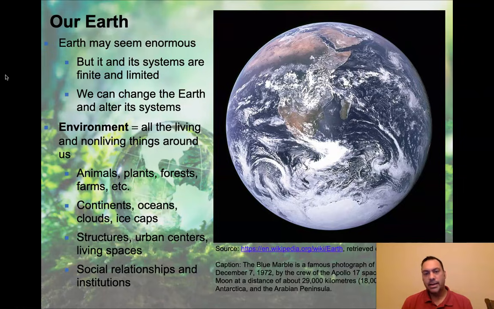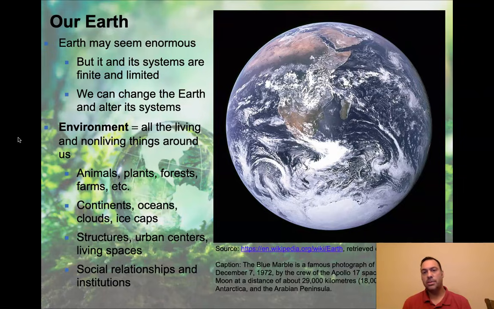In order to really dig into environmental science, you really have to understand the scale of things, what the Earth is, and how it all comes together. So we're going to start from a large view of what the Earth is, its size. The Earth, of course, is enormous, or at least it seems like it's enormous. But it and its systems are finite and definitely limited. And as a consequence, we can change the Earth and alter its systems.